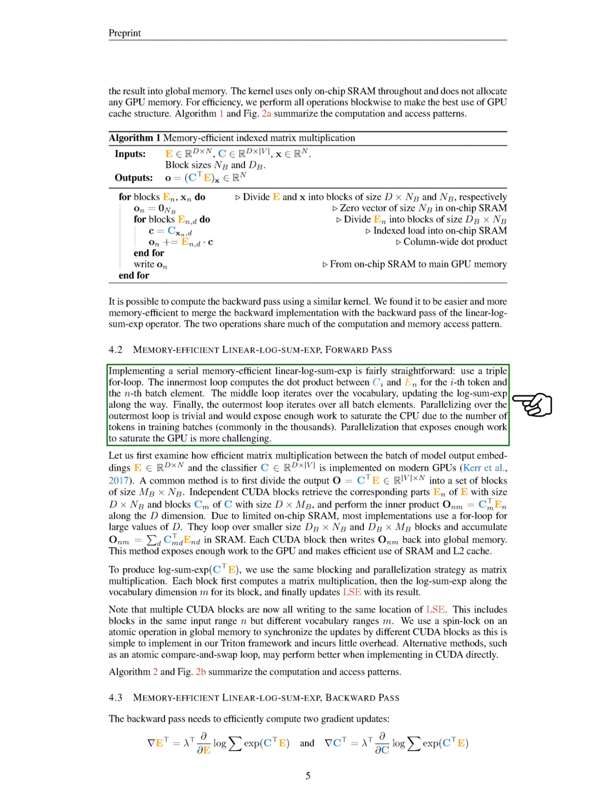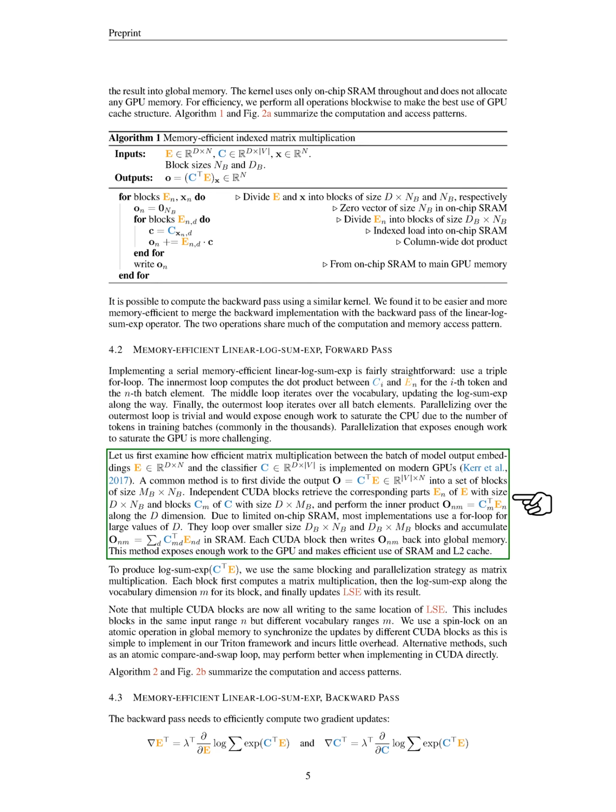We first analyze how to efficiently multiply the model output embeddings with the classifier on modern GPUs. A common technique is to divide the output into blocks. Independent CUDA blocks retrieve the corresponding parts of the embeddings and classifier, performing the inner product along the specified dimension. Due to limited on-chip memory, we often use a for loop for larger dimensions, processing smaller blocks and accumulating results in shared memory before writing them back to global memory. This method effectively utilizes the GPU and memory cache.